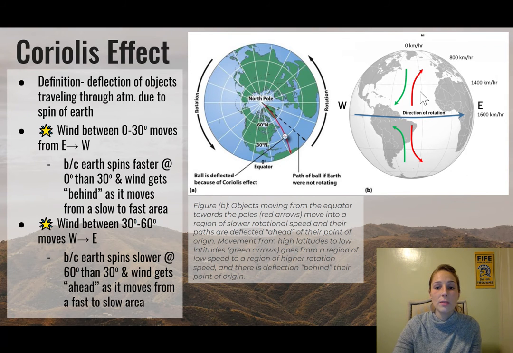Now, wind between the 30 to the 60 degree is going to move west to east. And this is because Earth is going to be spinning slower at 60 degrees than 30 degrees. So the wind's going to get ahead. It'd be like jumping from that 15 mile an hour to the 2 mile an hour treadmill. And it's going to get ahead as it moves from a fast to a slow area. So that's the Coriolis effect.